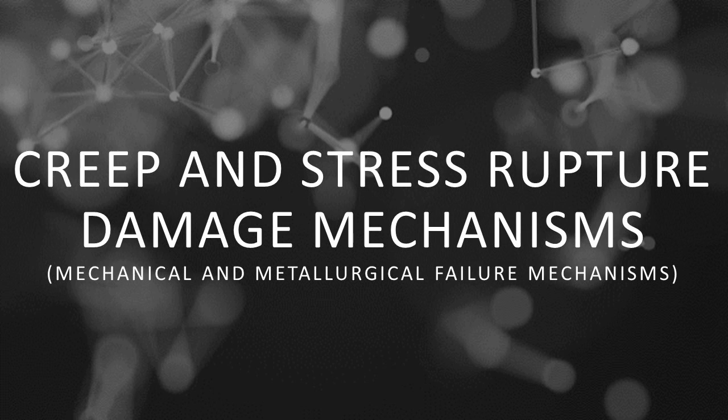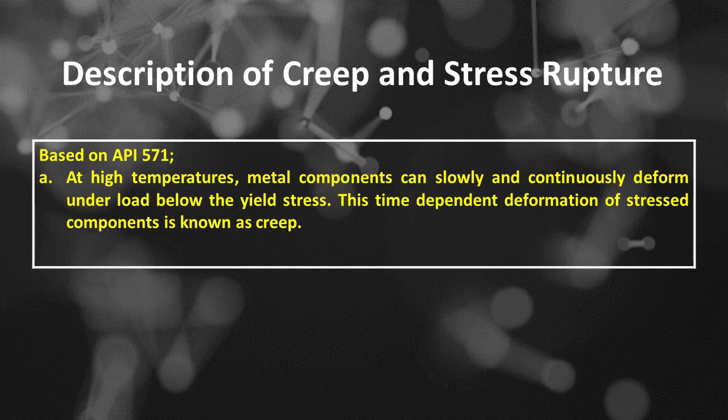Creep and stress rupture damage mechanisms are part of mechanical and metallurgical failure mechanisms. Description of creep and stress rupture based on API 571. The first is that at high temperatures, metal components can slowly and continuously deform under load below the yield stress.